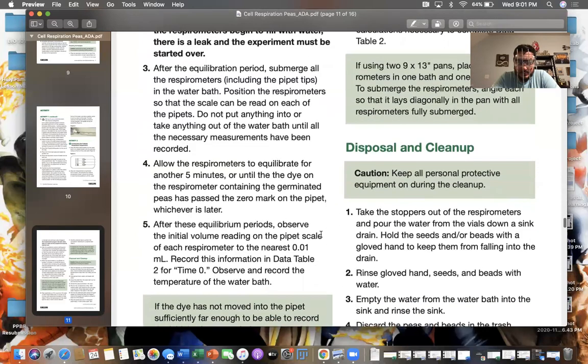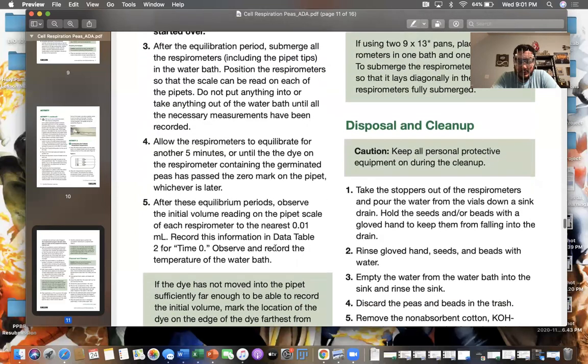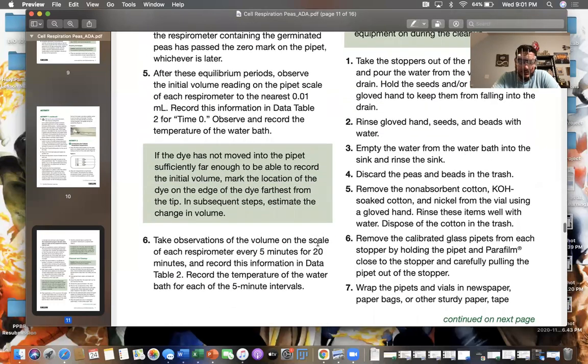Yep, so after these equilibrium periods, observe the initial volume reading on the pipette scale of each respirometer to the nearest 0.01. Record this information in data table 2 for time 0. Observe and record the temperature of the water bath. Yep, so if you can, just kind of prop up your thermometer on the side.